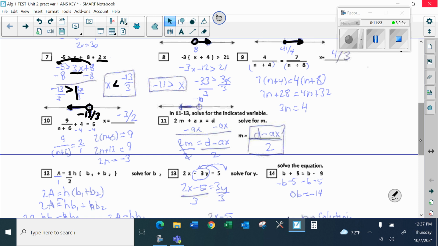You get 3 points. Each problem is worth 4 points. You get 3 points for solving it correctly, and then 1 point for graphing it correctly. Okay, so you have to be able to do both to get full credit for these inequalities.